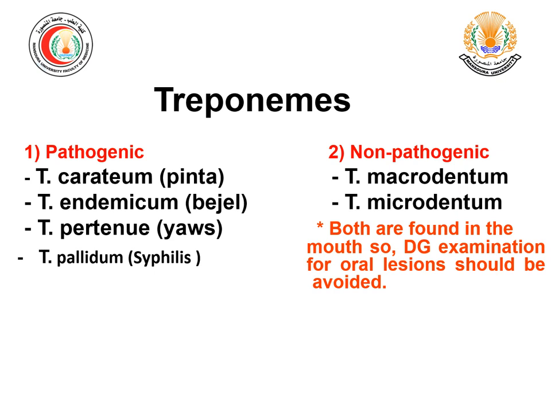The important knowledge here is that the non-pathogenic strains, Treponema macrodentium and microdentium, are present in the oral mucosa. So when doing dark ground examination for an oral lesion, we will never do it from the oral lesions because of these non-pathogenic strains. So dark ground examination for oral lesions should be avoided.